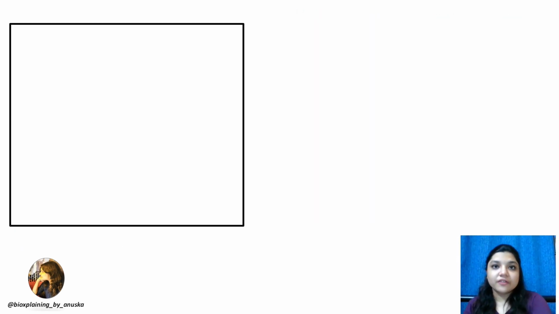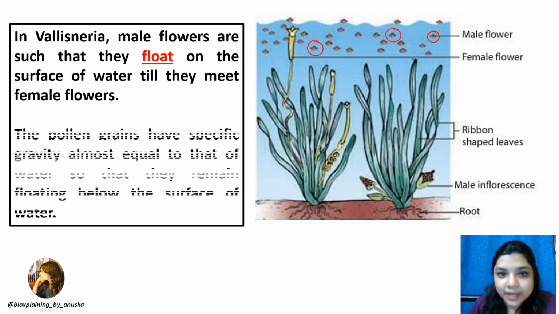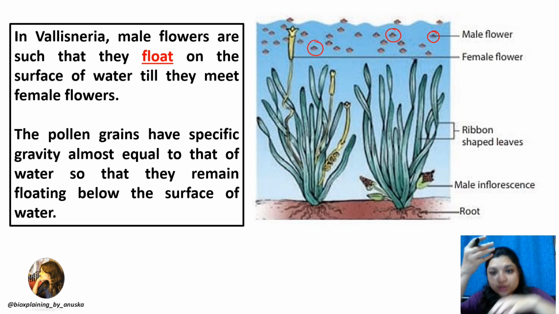Taking the example of Vallisneria. So what happens in Vallisneria is that if you look into the diagram very carefully, the male flowers float on the surface of water. Can you see these small structures, these male flowers? So they float on the surface of water until they come and meet the female flowers. Now, the pollen grains that are produced by these male flowers have their specific gravity, or in simple words, you can understand the density, almost equal to that of water. So what happens is they do not sink down. So they keep on floating just below the surface of water.